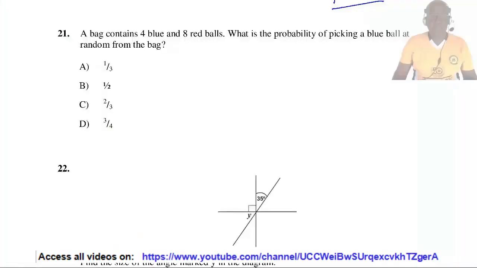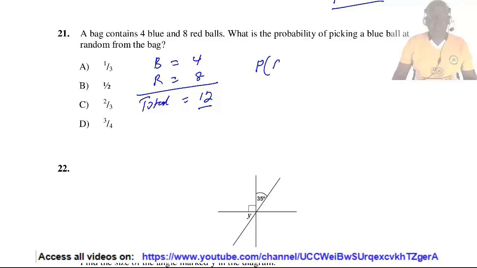Question 21. A bag contains 4 blue and 8 red balls. What is the probability of picking a blue ball at random from the bag? The bag contains 4 blue balls and 8 red balls, so the total is equal to 12. The probability of choosing a blue ball is the number of blue balls, that is 4, over the total, that is 12. 4 goes into 4 once, 4 goes into 12 three times. So the answer is 1/3, which is A.